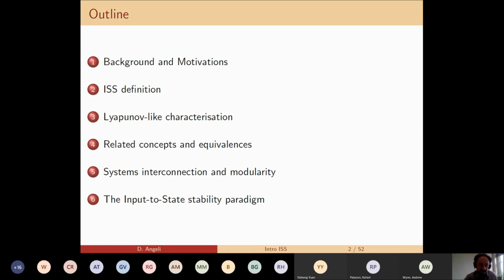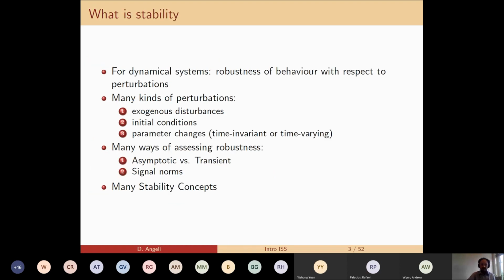Talk a little bit about systems, interconnection, and modularity, which was one of, in fact, the things that pushed the introduction of the concept in the first place. And then point to some possible directions that have been pursued in really transforming this notion of input-to-state stability to a whole paradigm to study systems theoretic concepts. And so, first of all, what is stability?